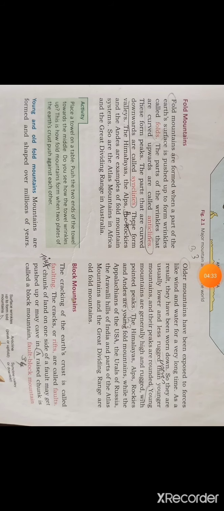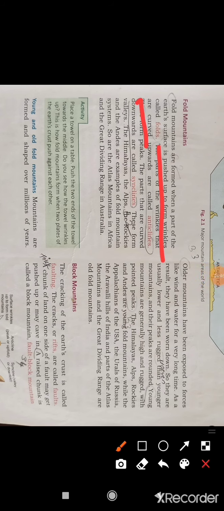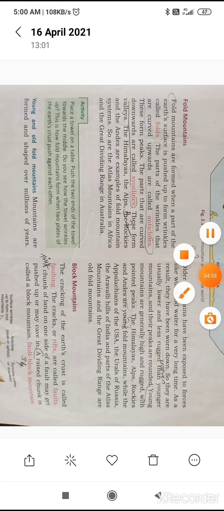Now fold mountains. Fold mountains are formed when a part of the earth's surface is pushed up. Okay, so when it pushes up to form wrinkles, it is known as a fold mountain. Okay, so there are two types of fold mountains. First one is anticline and second one is syncline. I'll show you that also.